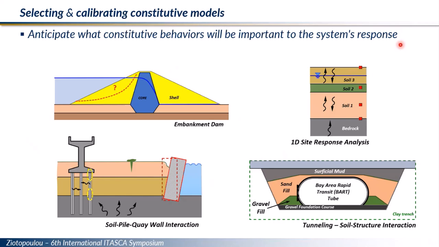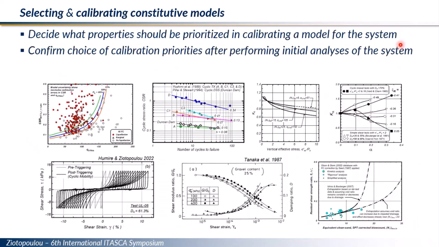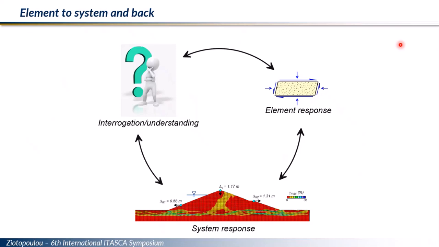Now we go back to our shopping list that I showed before, and then we have to decide what properties should be prioritized in calibrating the model for a system. And then that choice must be confirmed by running at least some initial stage analysis and checking that the things we believe the model can do are actually able to be done. And the way to visualize this is by going into this loop of probing the model, going into the element, going to the system, and then spending some time to make sure that we conquer all parts of this process.